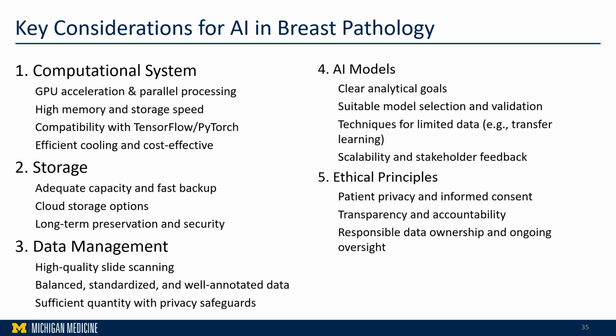So, when adopting AI in pathology, several key factors ensure effective and ethical implementation. First, the computational system must be robust, featuring GPU acceleration, parallel processing, ample memory, and high storage speed, while supporting frameworks like, for example, TensorFlow, PyTorch, etc. Efficient cooling and cost-effective solutions are also essential. Adequate storage involves sufficient capacity, reliable backups, cloud options, as well as secure long-term preservation.